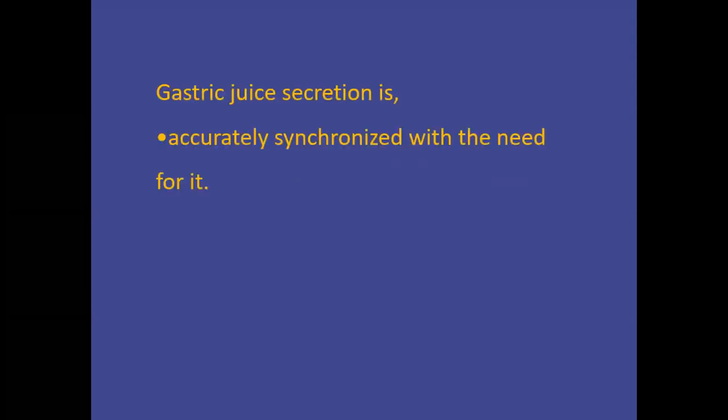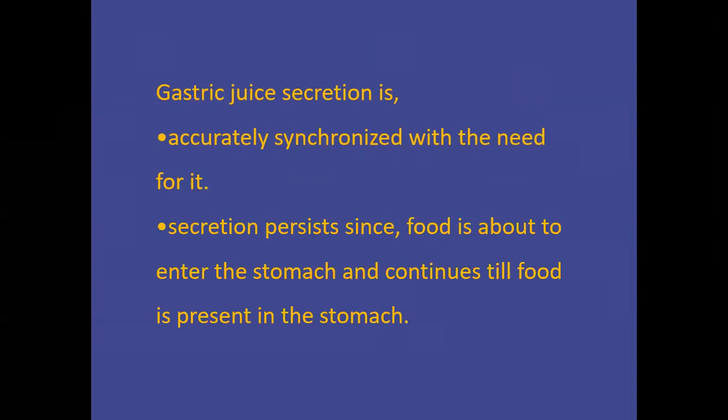Gastric juice secretion is accurately synchronized with the need for it. When it is needed, it is secreted. When it is not needed, it is not secreted. I mean, there is a basal secretion all the time, but not stimulated secretion. Secretion persists since food is about to enter the stomach and continues till food is present in the stomach.